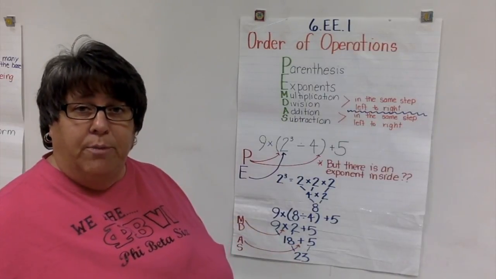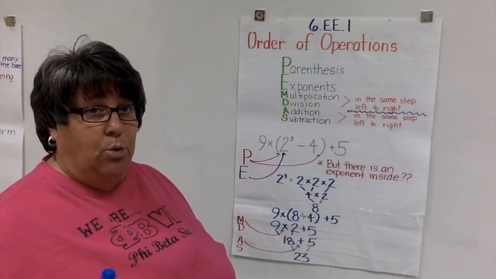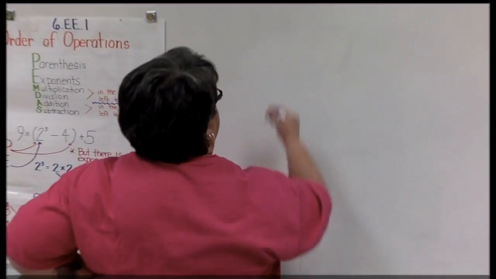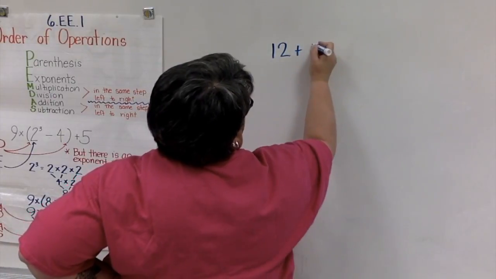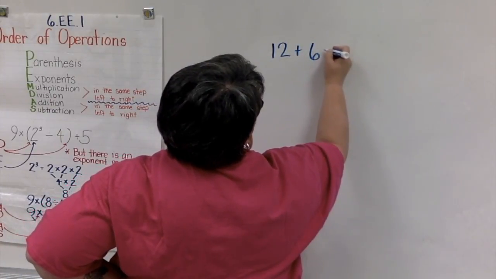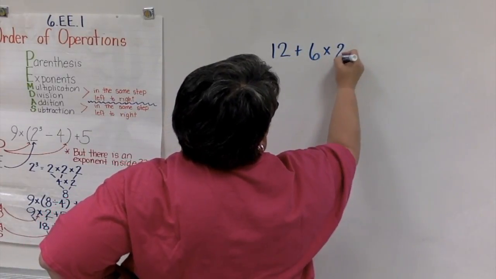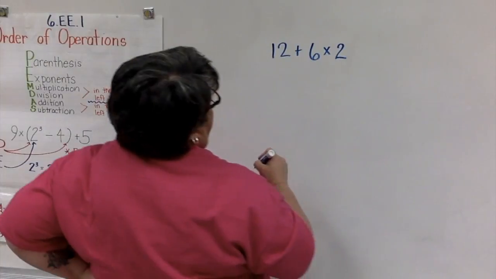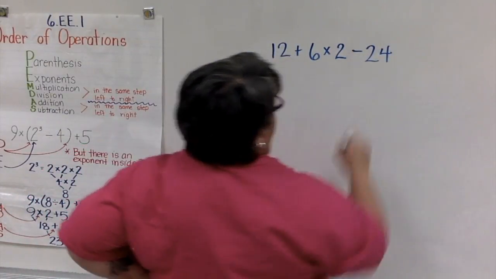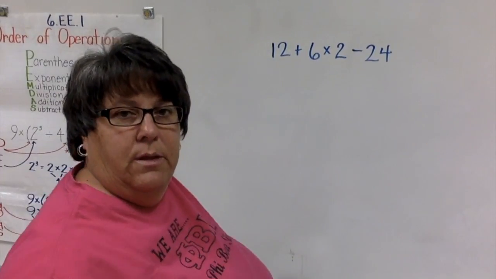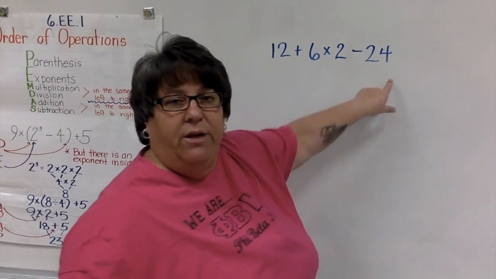Let's look at a problem on the board and see what happens if we don't solve it by using order of operations. So 12 plus 6 times 2 minus 24. Okay. So here we have the problem, 12 plus 6 times 2 minus 24.